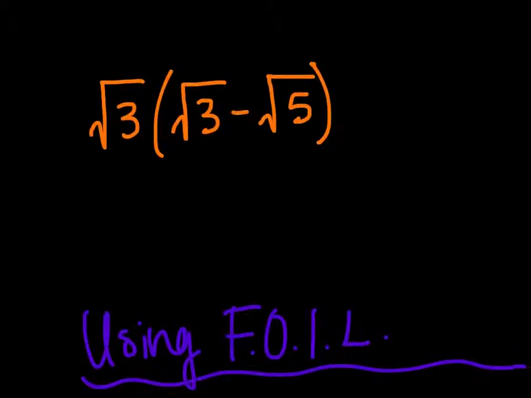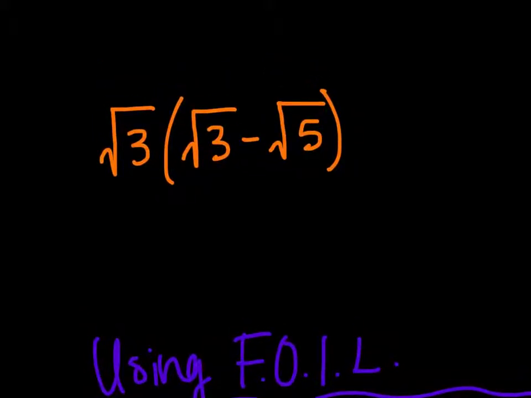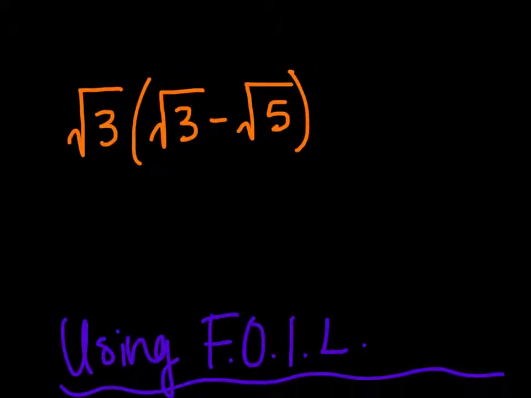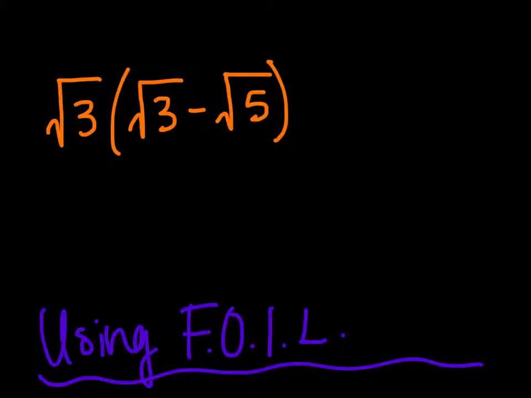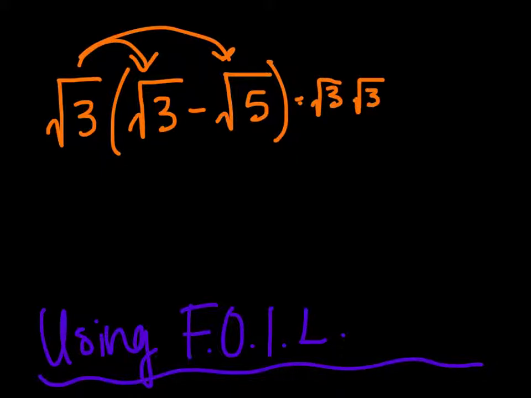Let's try another problem. We have the square root of 3 times the square root of 3 minus the square root of 5. So let's do a little bit of FOIL here. We're going to do the square root of 3 times the square root of 3 minus the square root of 3 times the square root of 5. So that square root of 3 has been distributed in.